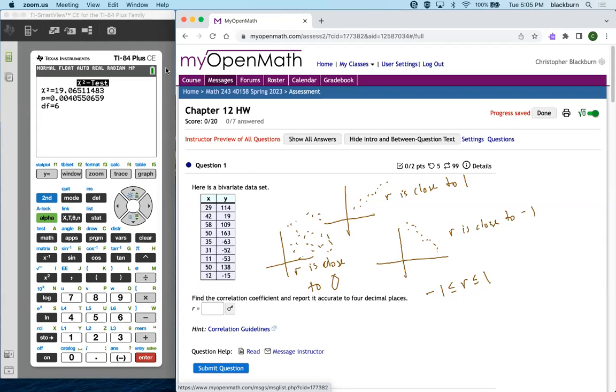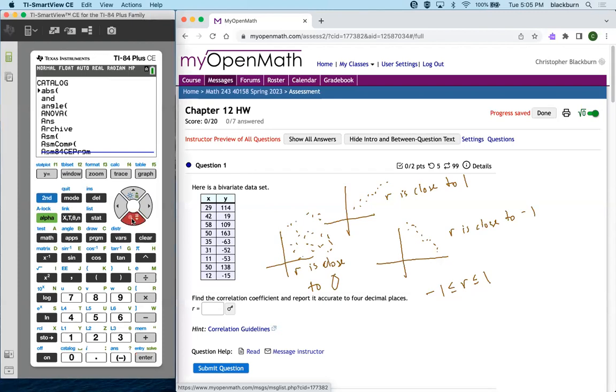Okay. First things first, you got to do this thing called turning diagnostics on, because the diagnostics are what are going to give you the R value. So we got to look for the catalog button on our calculator, and it's right above 0. So if I go second catalog, now I'm going to scroll down until I see a line that says diagnostics on. If you don't have diagnostics on, you will not see your R value.